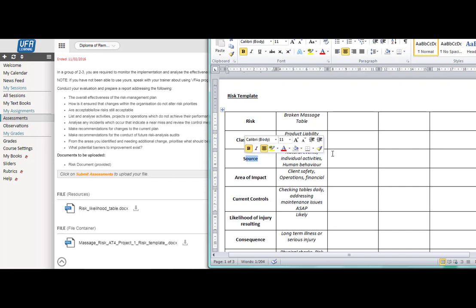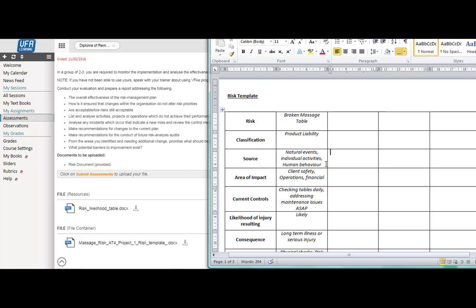Our source of the risk could be from natural events, it could be from individual activities, or it could be from human behaviour. So is it just wear and tear on that massage table, or is it because it wasn't used in a correct and safe way that's causing that massage table to be broken? The area of impact is going to be client safety. It's then also going to impact on our operations and financial side of things as well.